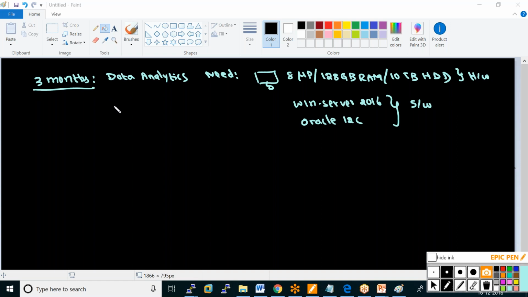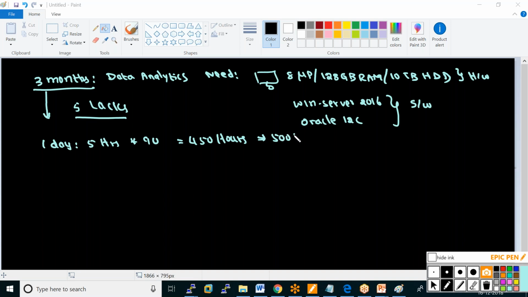If I successfully complete that project, the application development, I may be compensated with 5 lakhs. Each and every day, on average, I am going to work for around 5 hours. Therefore, over 90 days, I need 450 hours total work, which I round off to 500 hours. So this is my total man hours using which I can complete my project. This is my compensation. So what am I having currently? I currently have a laptop.